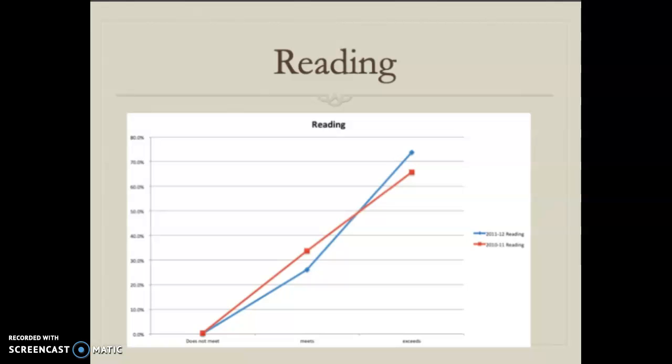The next slide is for reading, and this was one of the subjects that has actually increased a lot. The difference between the percentages is 7.9. Starting from here, it increases. We can see that the students that met actually has decreased because the students who met before is now in the exceeding section.